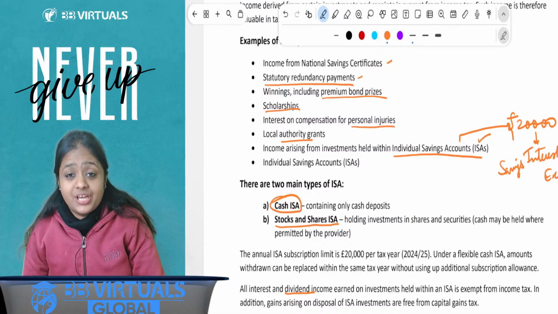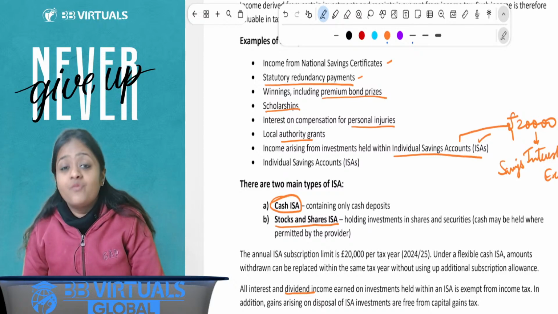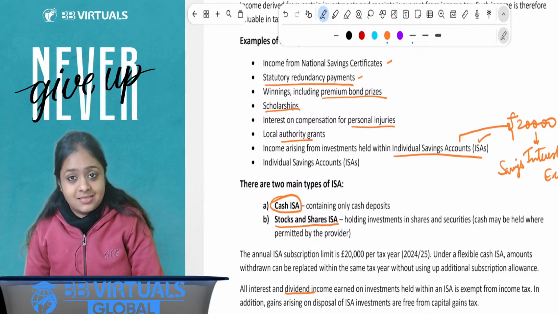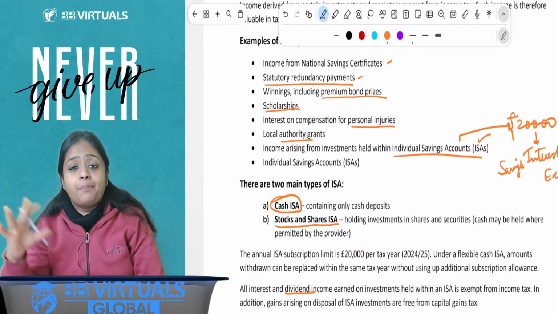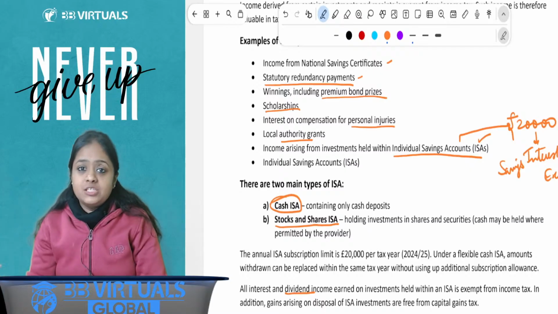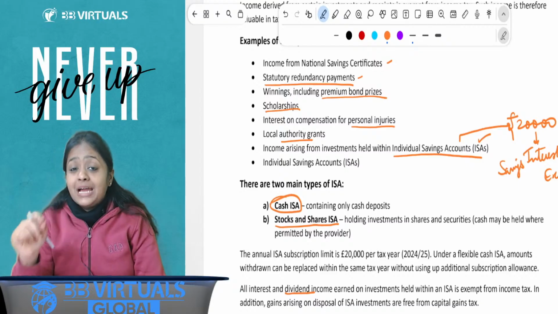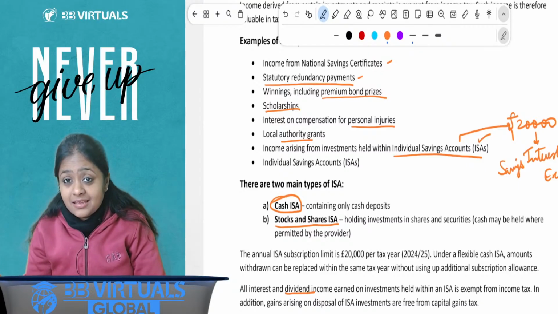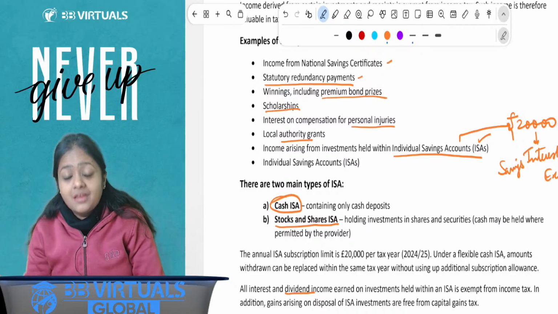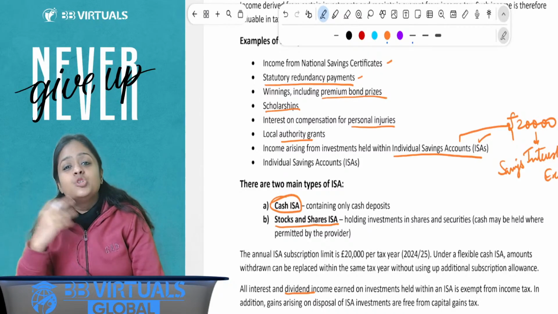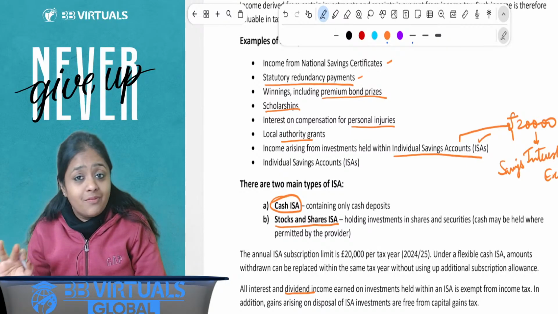If you sell the shares, that you will study later on, when we sell shares we have a capital gain tax. When you sell shares, you earn a gain. That gain is known as capital gain, and the tax that is payable on it is capital gains tax. But if that is a stocks and shares ISA, in which you invested and now you want to sell shares from there, then that tax is also exempt.